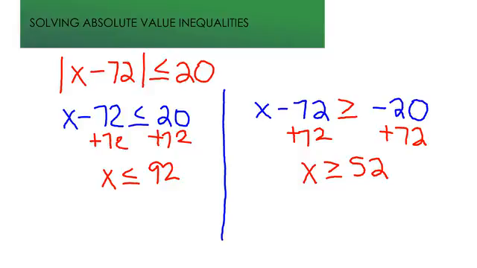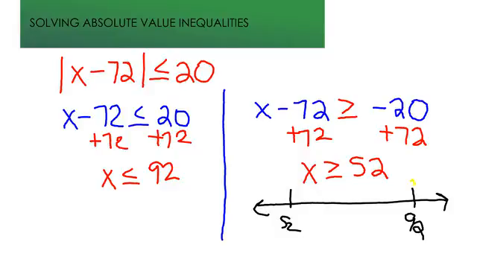Okay, so let's do this real quick. I'm going to do this right here where I graph this, because you'll be asked to graph. Our answers are 52 and 92. If I make a dot here and draw my line, and remember it has to be a dot because it's equal to, that'll be my graph.